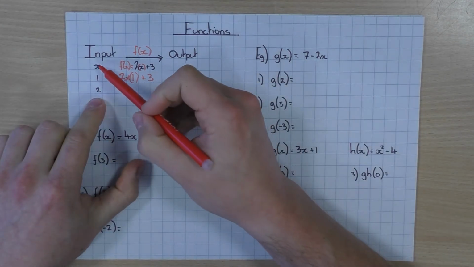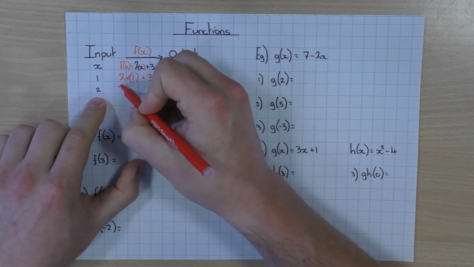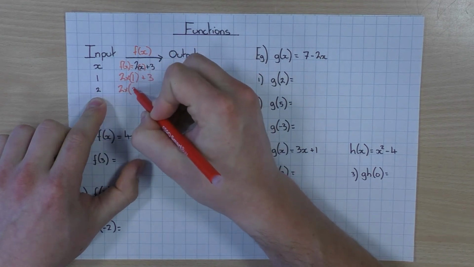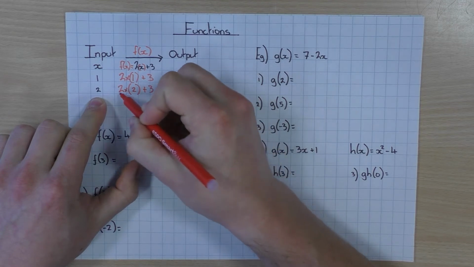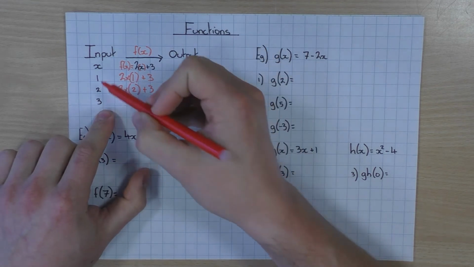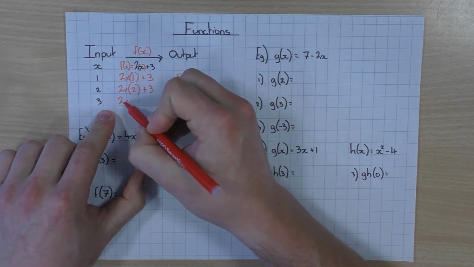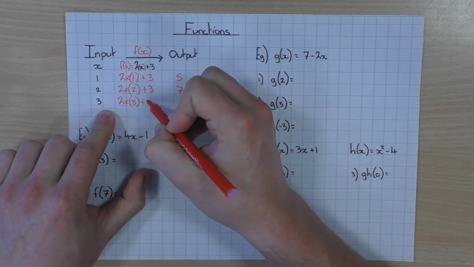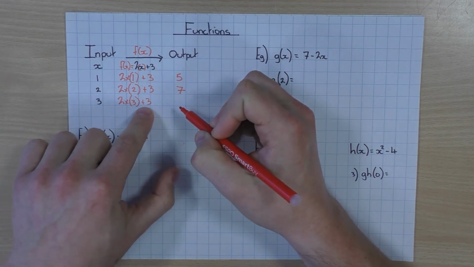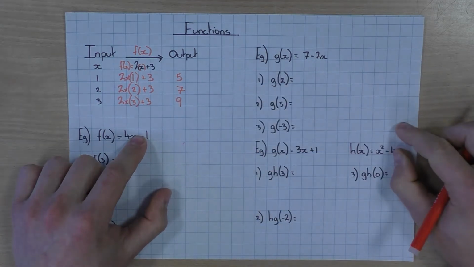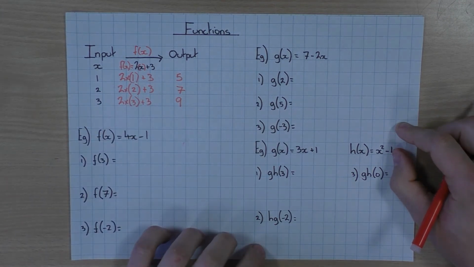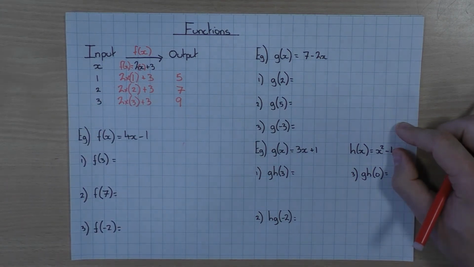Let's do the same thing this time. If I input 2, x becomes 2, so 2 times 2 is 4, plus 3 is 7. And then if I was to input 3, 2 times 3 plus 3: 2 times 3 is 6, plus 3 is 9. So a function is just what you do to an input to get an output. We're going to have a look at a few different examples here.